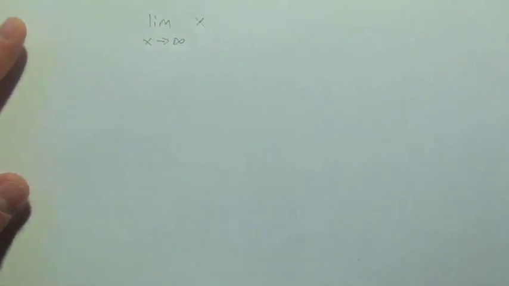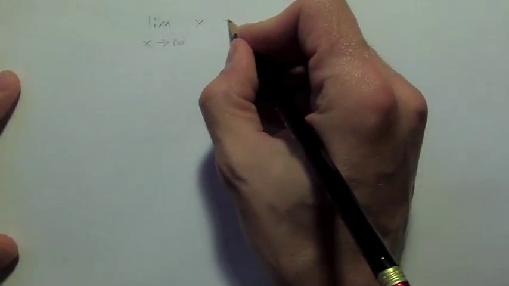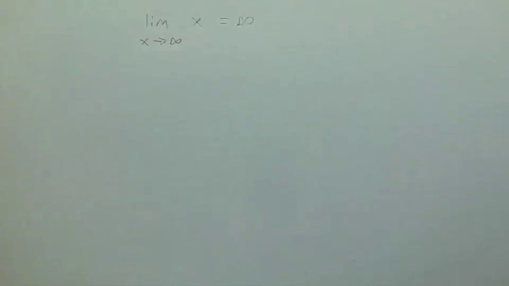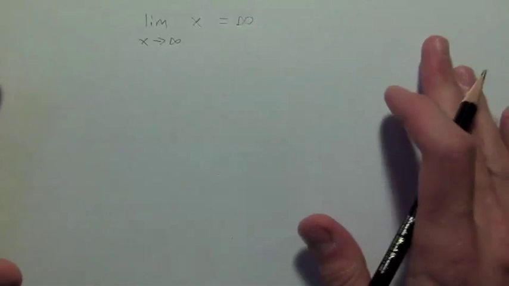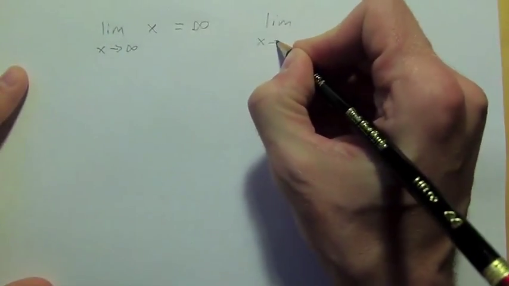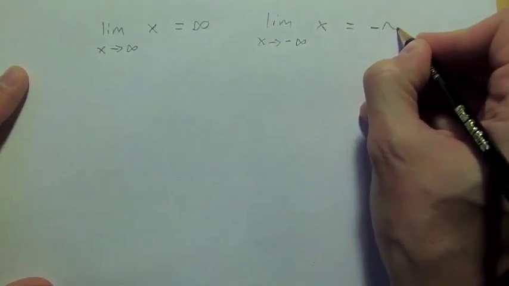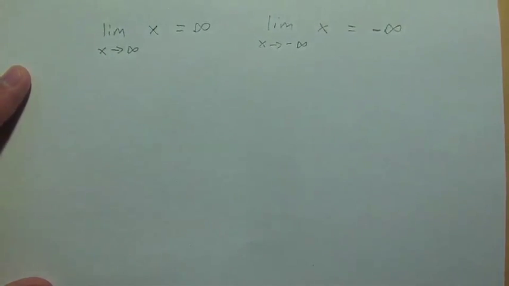All right, and I hope it should be fairly obvious, if I have the limit as x goes to infinity of x, where do you think that limit is going to go? X is going to infinity, so I hope you guess infinity, because as x increases without bound, x, of course, increases without bound. And how about the limit as x goes to negative infinity of x? Well, obviously, that's negative infinity.